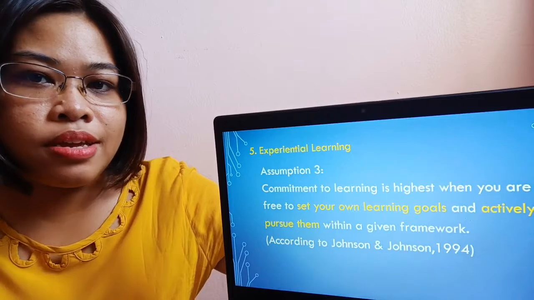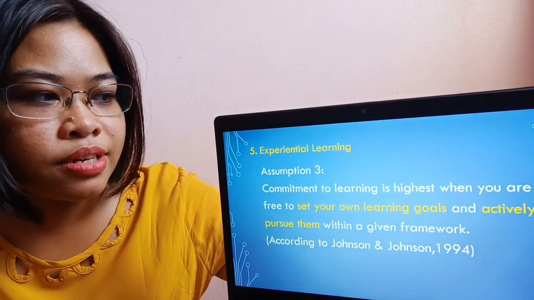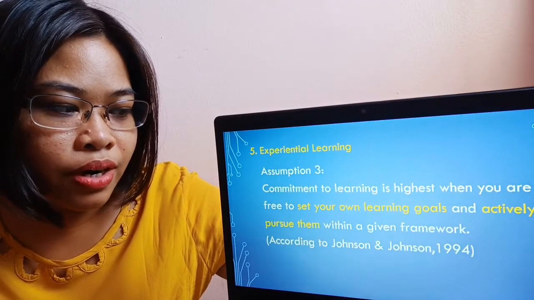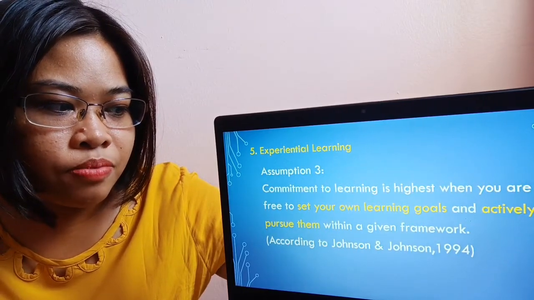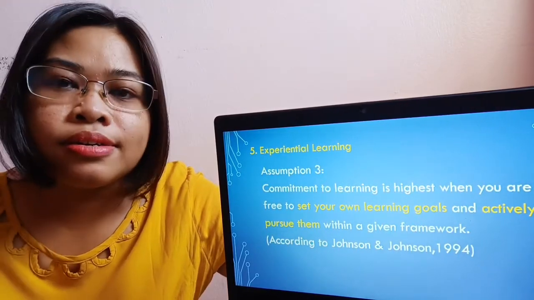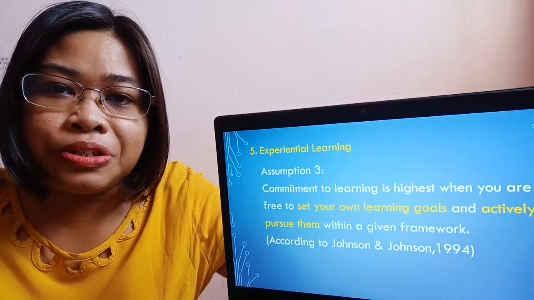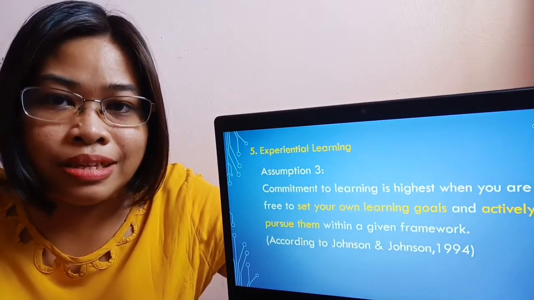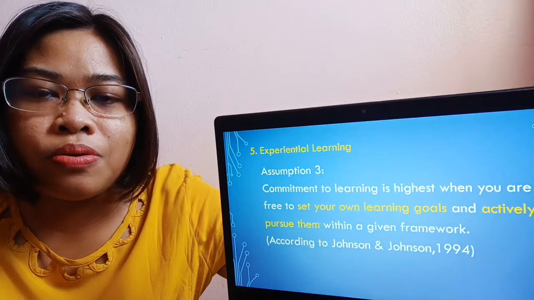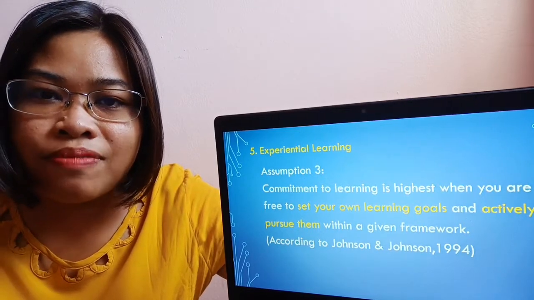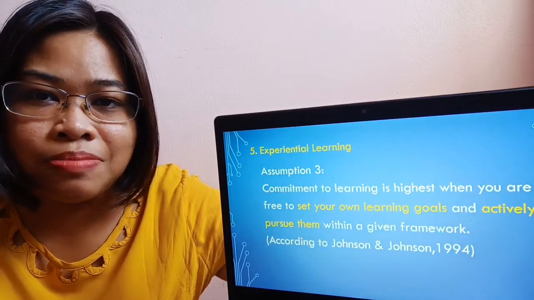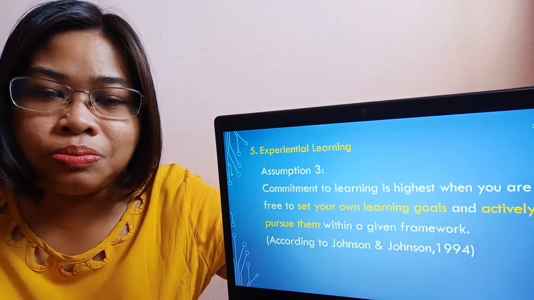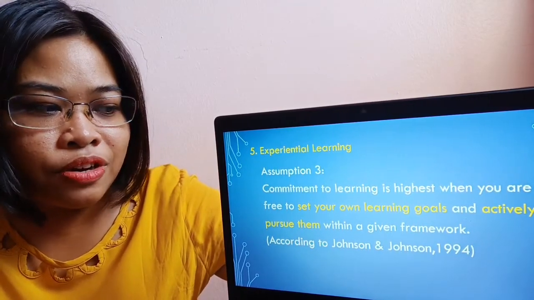Assumption number three is commitment to learning is highest when you are free to set your own learning goals and actively pursue them within a given framework. You can encourage your students to be committed in the learning through applying self-regulated learning so that they can be intrinsically motivated to pursue their learning goals.